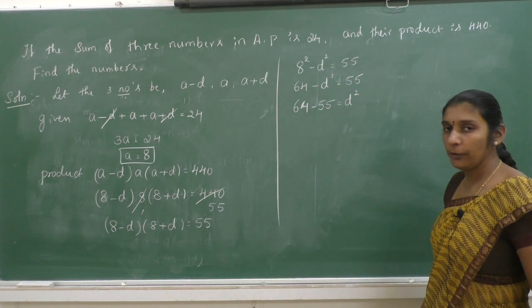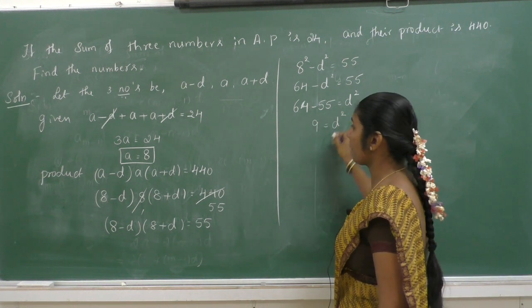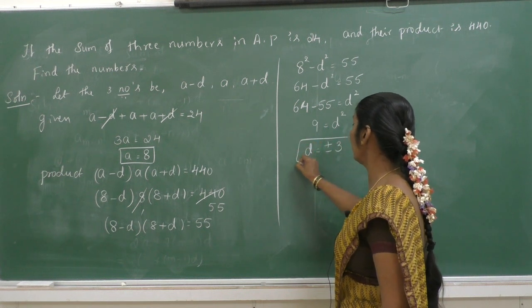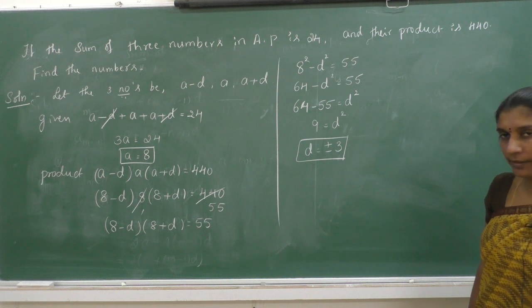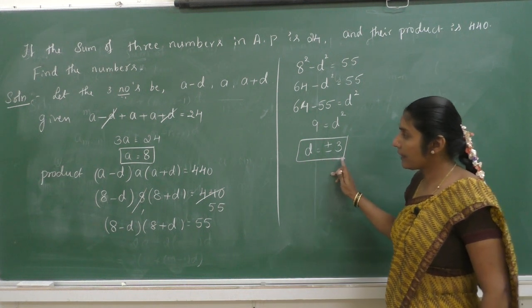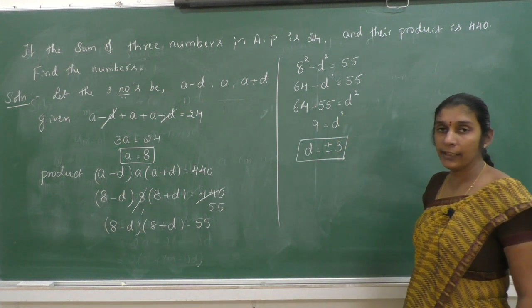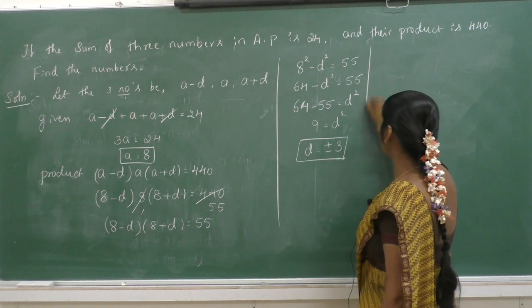64 minus 55, we remain with 9 is equal to d square. D is equal to plus or minus 3. The common difference is plus 3 or minus 3. Then we have to calculate the three numbers, right? So a is equal to plus d or minus d.